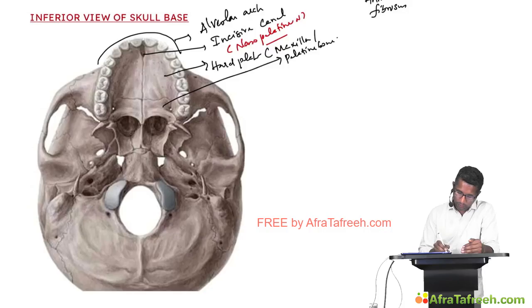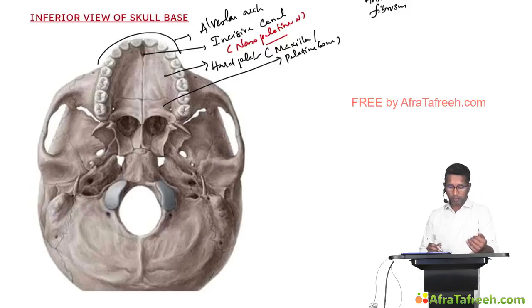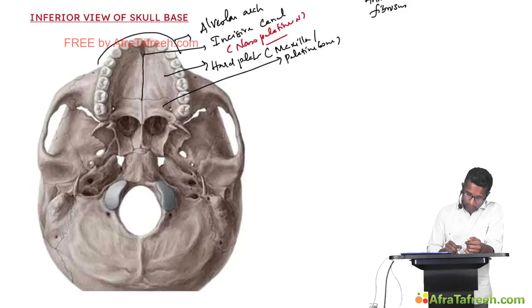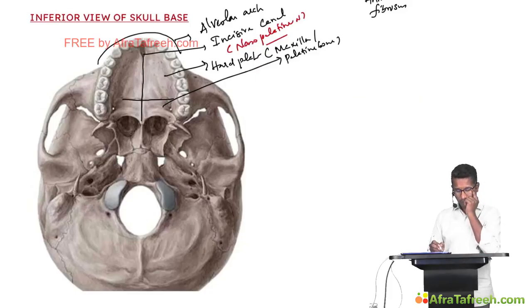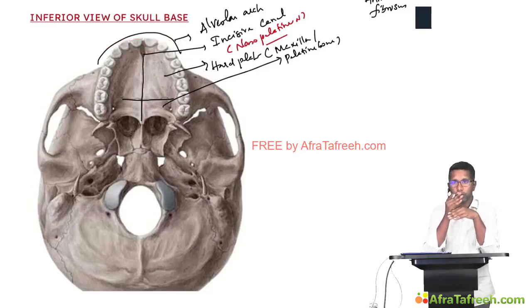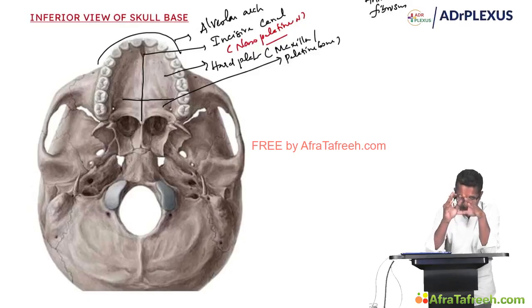So the horizontal plate of the maxilla and the horizontal plate of the palatine bone form the hard palate, and they are connected by this suture which is called the cruciform suture. Nothing important about it, just understand that there is a cruciform suture here. If you understand that, that is more than enough.